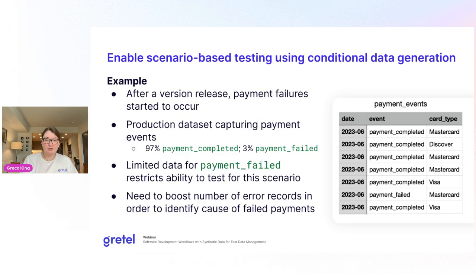To look at a concrete example, in this case, we have a software where after a new version release, payment failure errors started to occur. So we have a production data set that captures these payment events, but it is 97% success events and only 3% payment failed. The limited data for that error event really restricts the ability to test for this scenario. And we need to boost the number of error records in order to identify the cause of these failed payments.